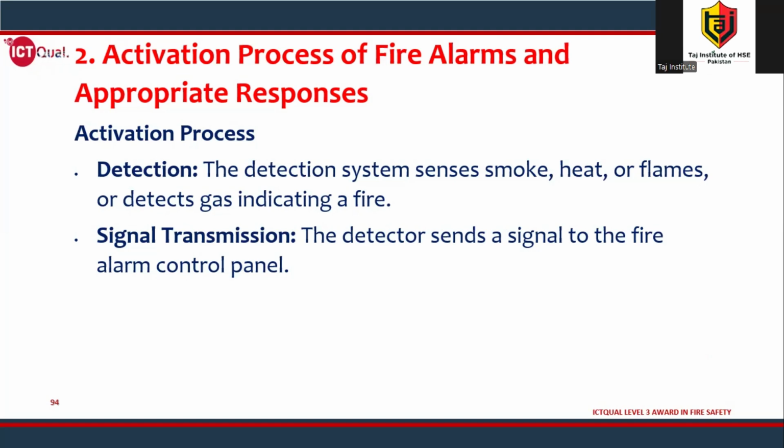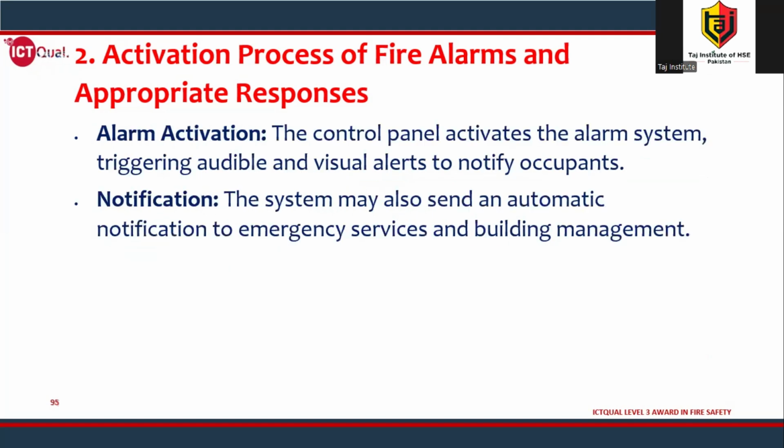If they detect any fault, fire, heat or smoke, the device sends a message to the control panel and the alarm triggering starts. Alarm activation: the control panel activates the alarm system, triggering audible and visual alerts to notify occupants. Notification: the system may also send an automatic notification to emergency services and building management.